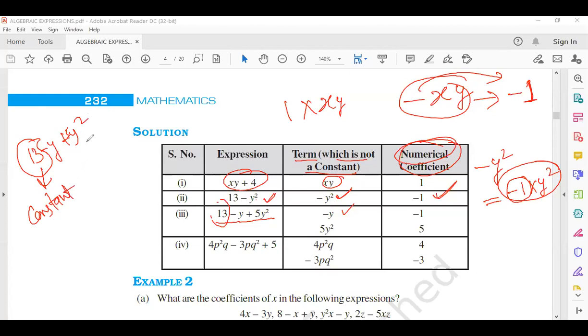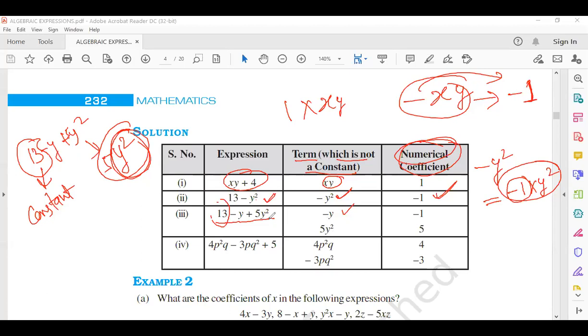Now suppose the student is confused about 5y square. So this is not a constant term, because there is a variable. Constant term is what? Only the term which contains numerical numbers. That means a constant term is a term which has only numerical values, only numbers. Okay, class? Okay?